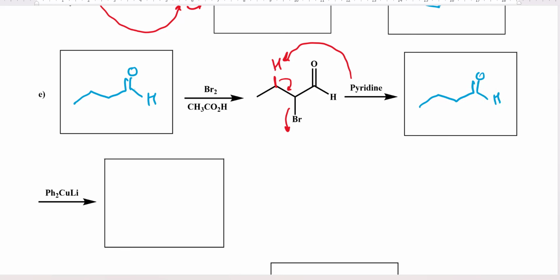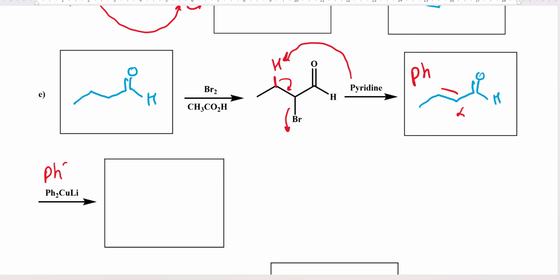Then we are going to have an alpha beta unsaturated aldehyde. We know alpha beta unsaturated aldehydes like to react with most nucleophiles from the beta position. And the next step is the reaction of a Gilman reagent, an organocopper compound, with this. In this reagent, the phenyl or benzene ring is negative. It can attack the beta position.